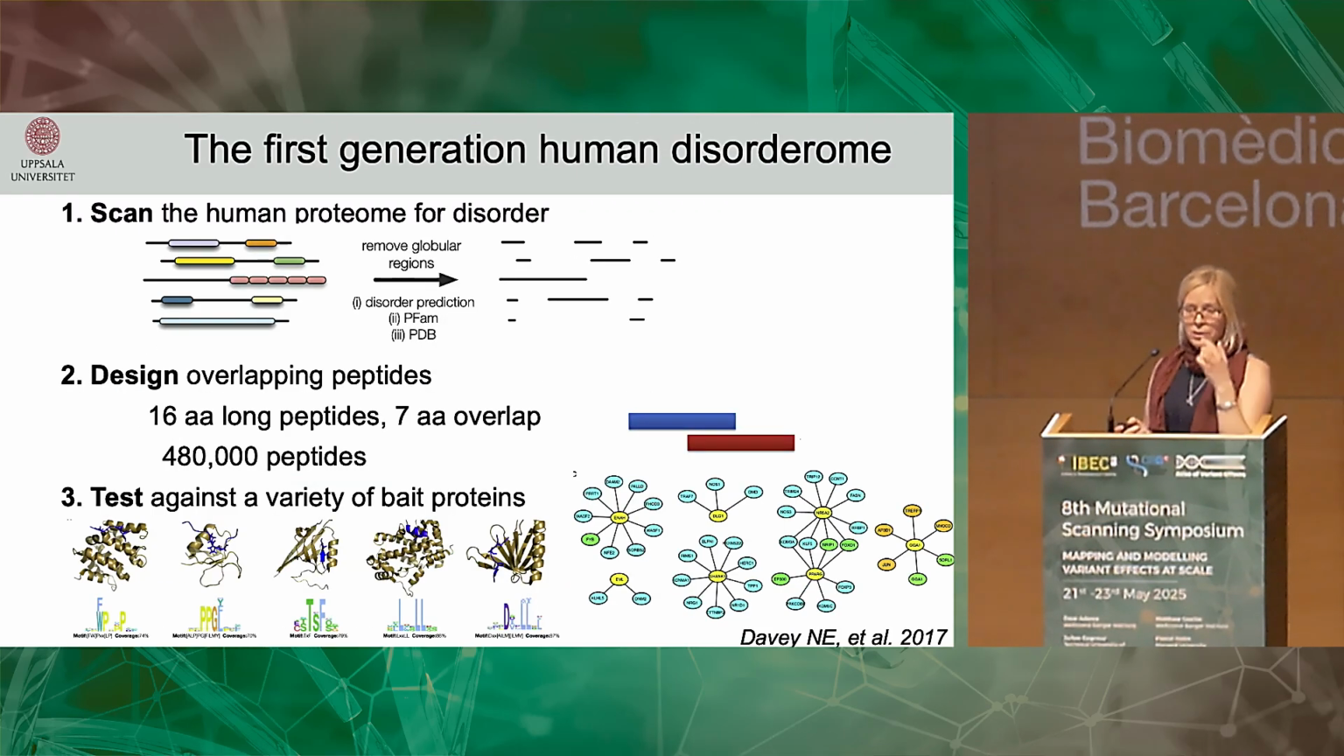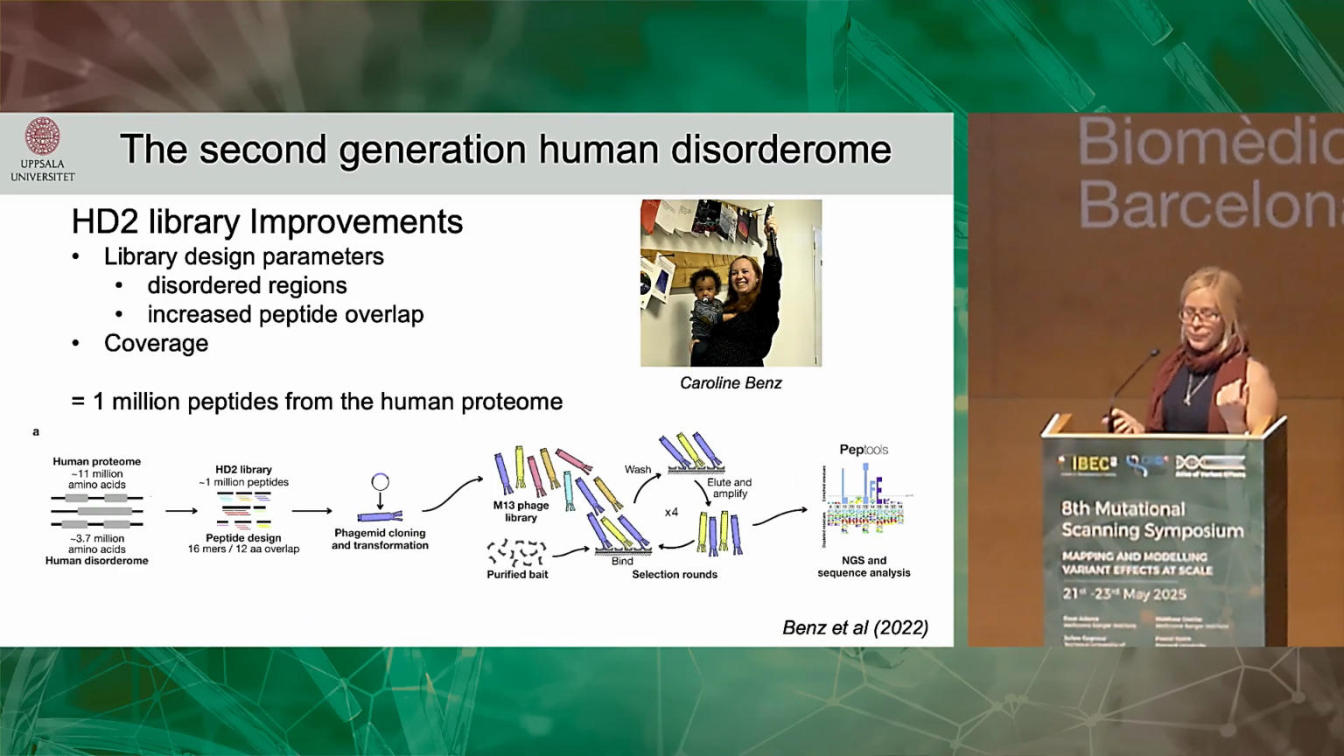So later, when I started my own lab, we developed the first generation human disorderome, where we looked at all the disordered regions of the human proteome. And we showed that we can also develop a more general tool. So that was the first generation. More recently, what we did was to optimize this resource so that we now have a phage library where we have tiled all the disordered regions of the human proteome with 16 amino acid peptides with an overlap of 12 amino acids, which we then can use in high-throughput studies.